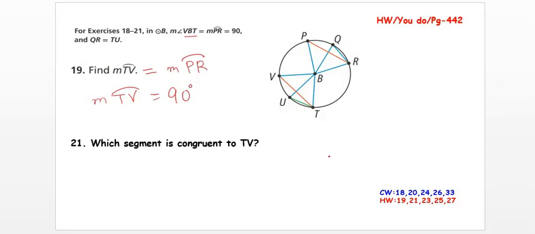Which segment is congruent to TV? TV will be congruent to PR, because arc PR is congruent to the arc TV. So here are the chords corresponding to these arcs, so that's why these chords will be equal.